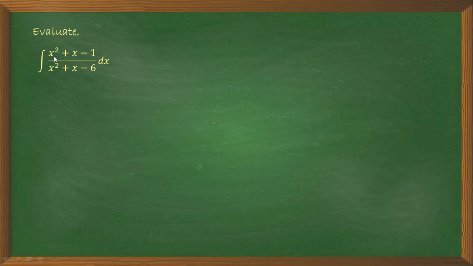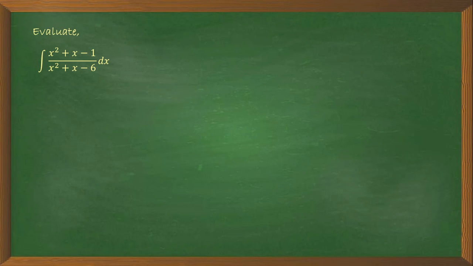Now if you observe the numerator and denominator, then this is a fractional part, meaning it is called a rational function. The degree of the numerator is equal to 2 because the higher index is 2, and similarly the degree of the denominator is also 2. So in this case, this is not a proper rational function.